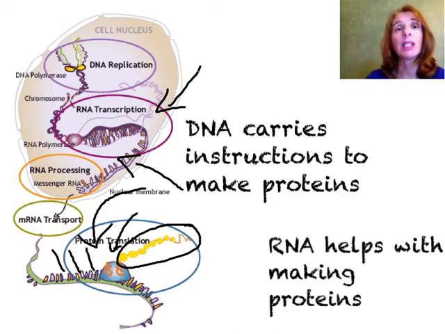So, DNA is a set of instructions that tell the cell how to make proteins, and those proteins determine our physical traits. Blue eyes, brown hair, freckles, all of those traits are caused by proteins, and the instructions for those are carried and translated into proteins using the nucleic acids.